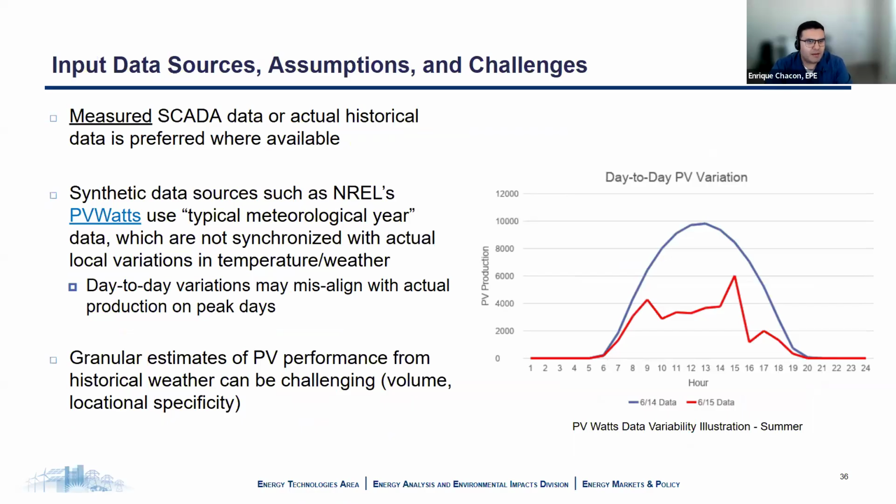Okay. Now, when it comes to the solar performance and distribution section here, some of the input data sources are measured SCADA data or actual historical data when it's available. But in the instance that you don't have SCADA data for these DERs, there are tools out there such as NREL's PV Watts, which uses a typical meteorological year. The issue with that is that it's not location specific, but at the same time, it's a pretty nice tool in the event that you don't have any visibility on your DERs. If you want to gain some of that back, NREL's PV Watts could help you do that.